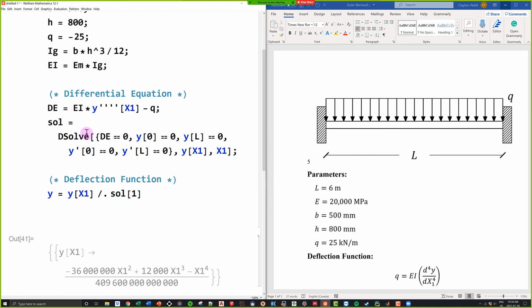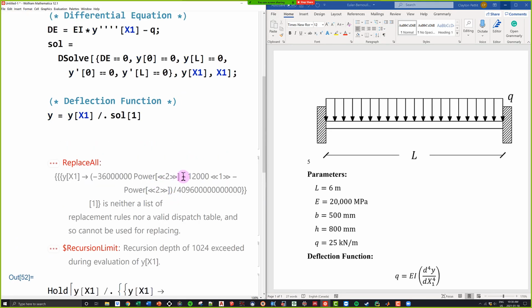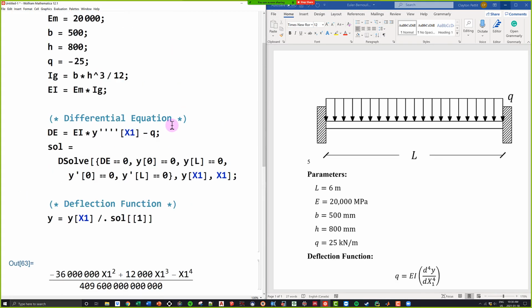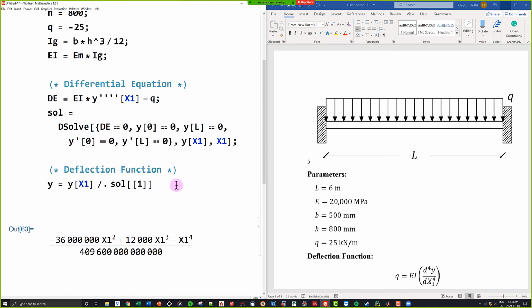All right, so this is kind of hard to explain, out of the scope of this course, really. But if I run this now, oh, recursion limit, what did I do wrong? Y of x1 when sol of 1. Oh, this is another thing too. In Mathematica, if I do single square brackets around something, it means I'm trying to do a function. I need double square brackets. Again, I'll be posting this code, so you just need to modify this code right here. So now this is great because I have my deflection function right here.